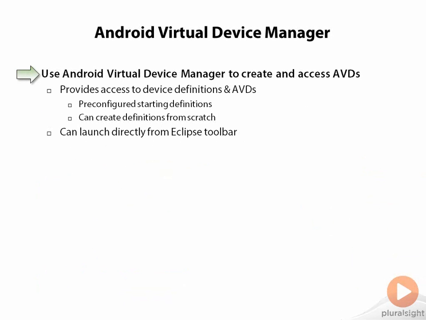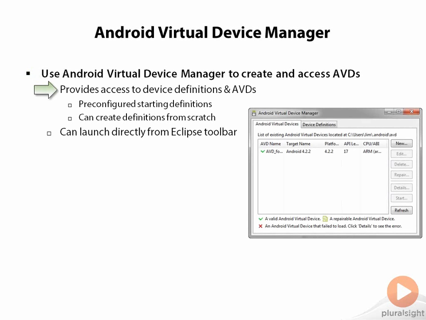Now, the Android Virtual Device Manager is, as its name implies, the utility we use to manage our devices. It provides access to existing definitions. It provides access to the images, so we can work with that. When you first open it up, you'll see any devices you have already defined. This is a screenshot from one of my machines where I happen to have one device already defined. The first time you open it up, it'll be completely blank.